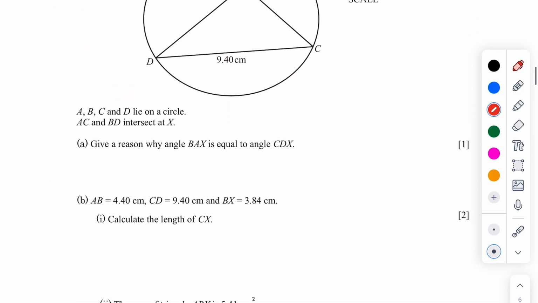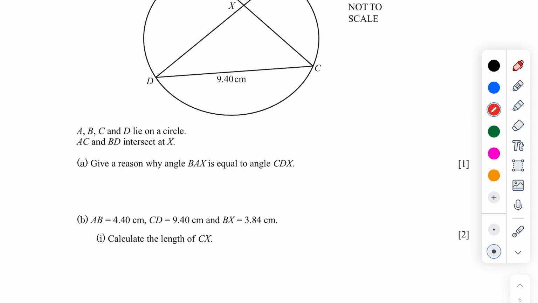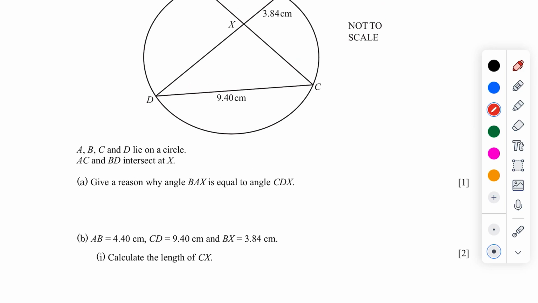Question number 7. ABCD lie on a circle. AC and BD intersect at X. Give a reason why angle BAX equals angle CDX. BAX equals CDX. They are angles in the same segment. If at all you have done the circle theorems chapter, you would be able to understand this. If you don't understand this one, revisit the circle theorems chapter and come back to this question.